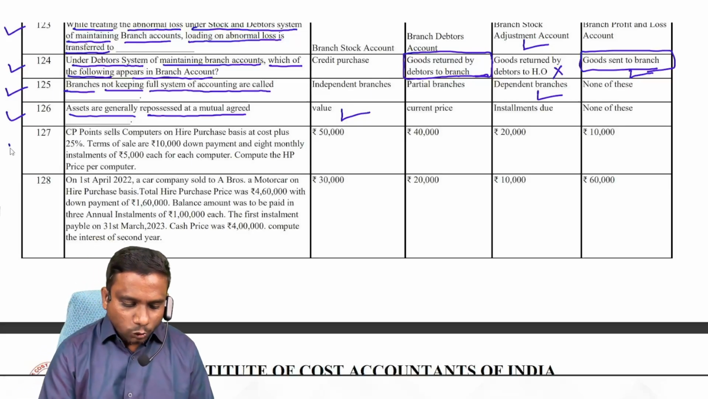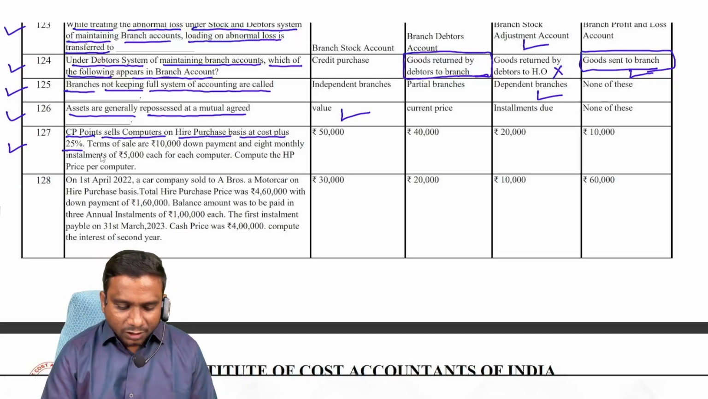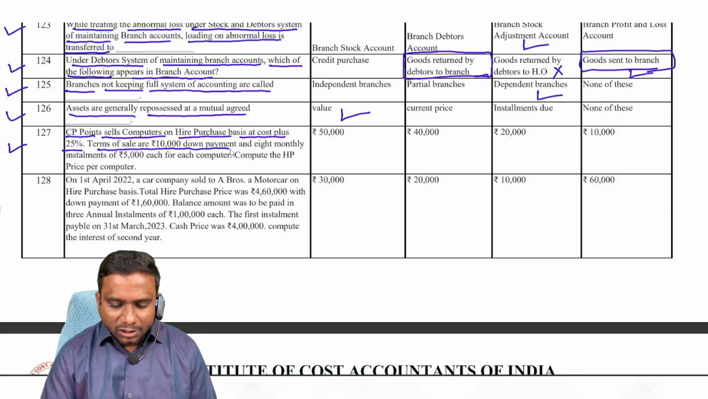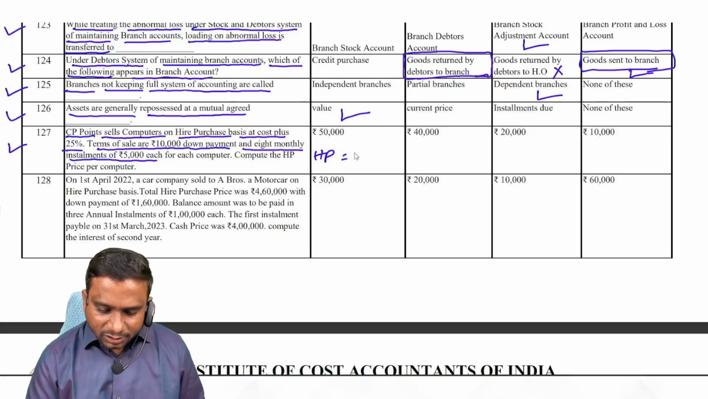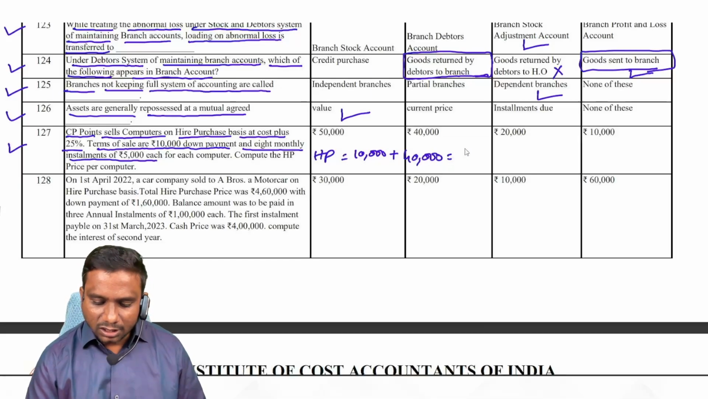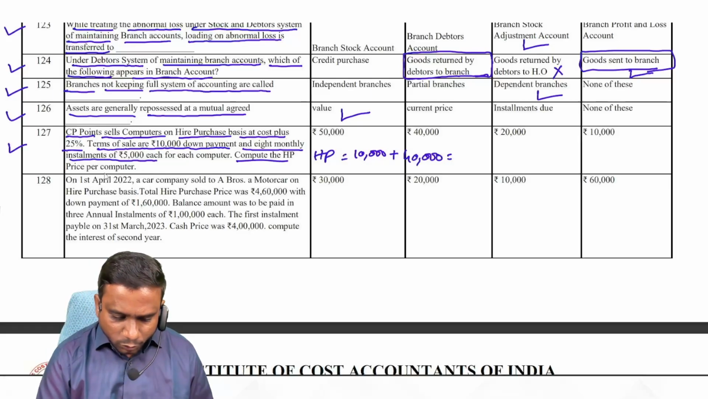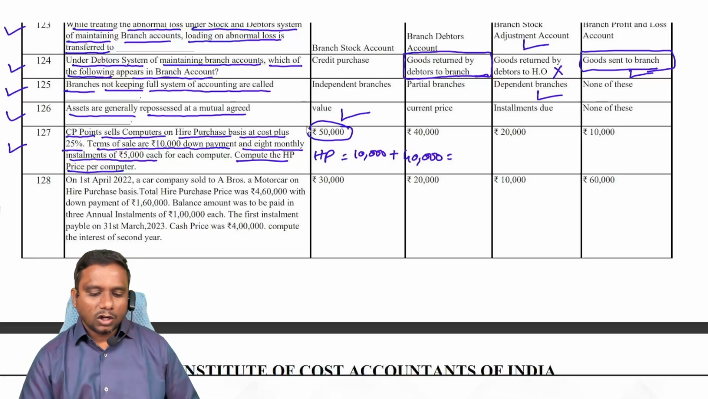127. CP Points sells computers on hire purchase basis at cost plus 25%. Terms of sales are 10,000 down payment and 8 monthly installments of 5,000 each. First calculate hire purchase price. Hire purchase price is down payment 10,000 plus 8 monthly installments, so 5,000 into 8, 40,000. Total hire purchase price is 50,000. Compute the hire purchase price per computer: 50,000 rupees. Yes or no, students?